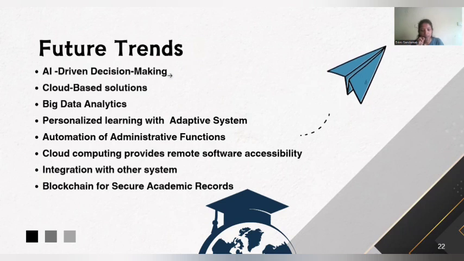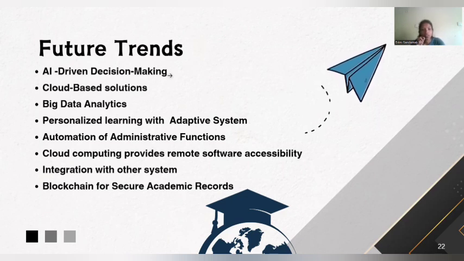My name is Sandamali. Let's talk about future trends in management information systems. In today's fast-paced digital world, educational institutions must adopt innovative technologies to enhance learning experiences, streamline administrative processes, and improve decision making. So let's explore some key trends that are shaping the future of educational management information systems.